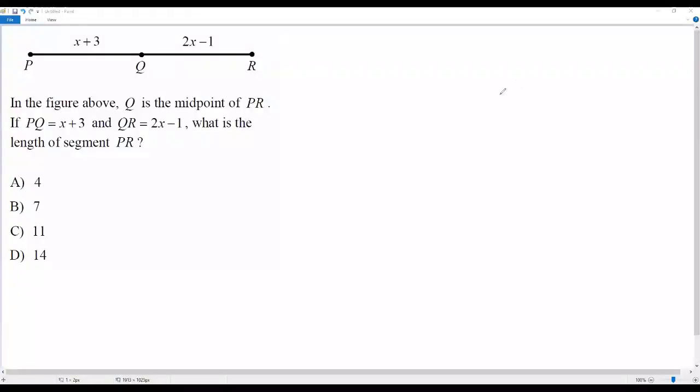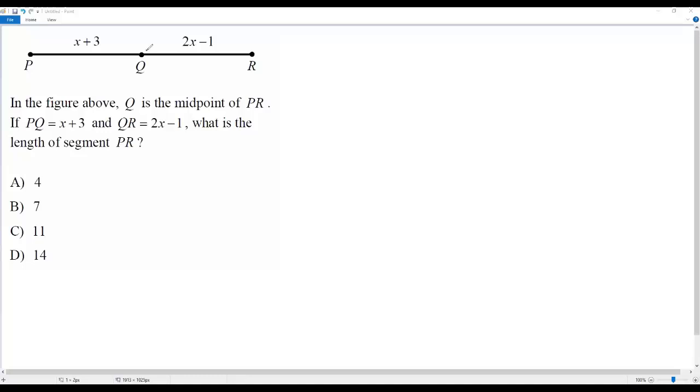Here we have a problem on lines. Okay, let's go with the question. There is a line segment PR here. In the figure above, Q is the midpoint of PR. If PQ equals x + 3 and QR equals 2x - 1, what is the length of segment PR? So we have to find the length of segment PR.